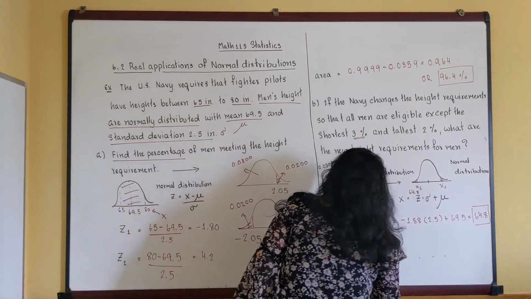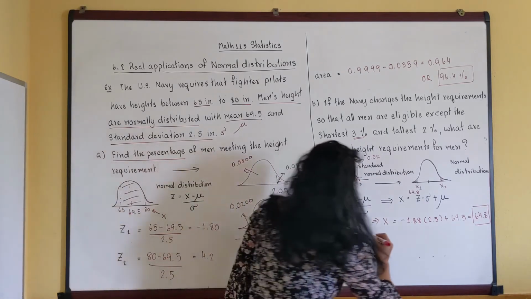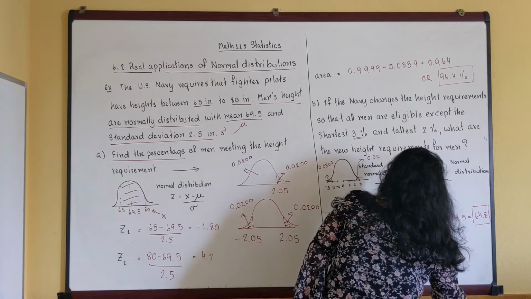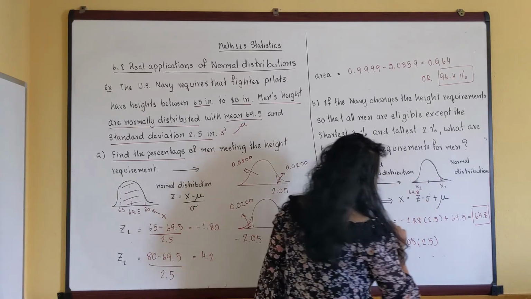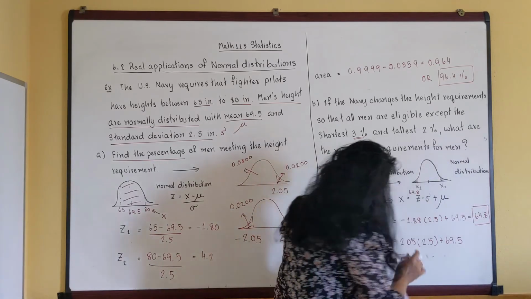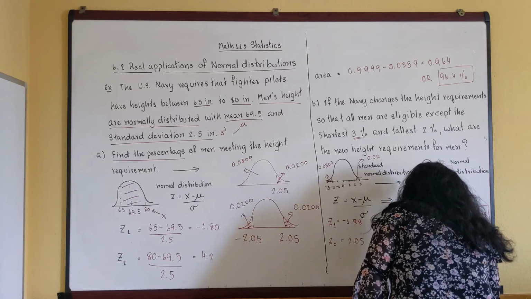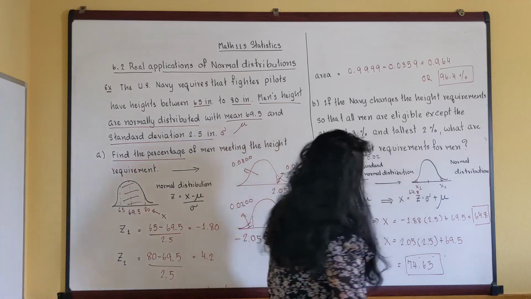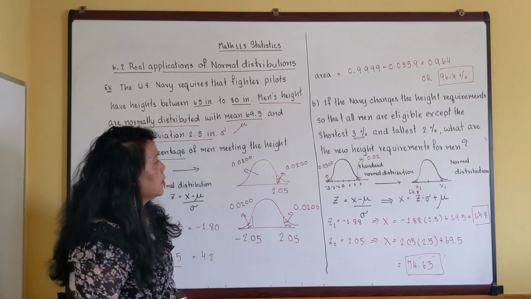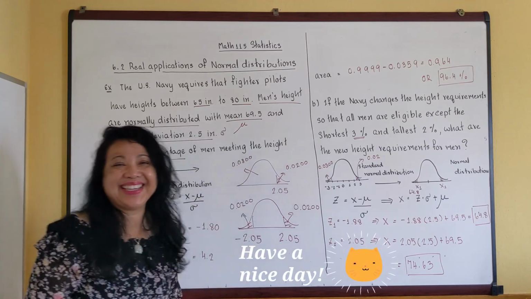So 2.05 for the z-score, and then I calculate the x: 2.05 times the standard deviation, which is the same population standard deviation, plus the same population mean. If you calculate this, you should get 74.63. So anybody taller than 74.63 will not be accepted. I don't know why too tall will not be accepted, but they will not be. Alright, I'll see you next time.